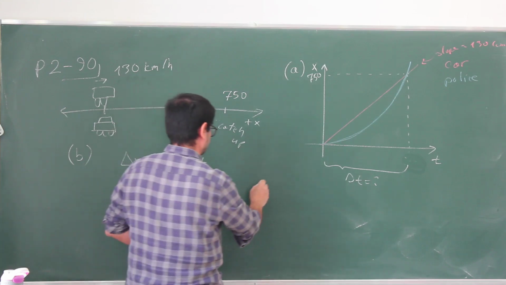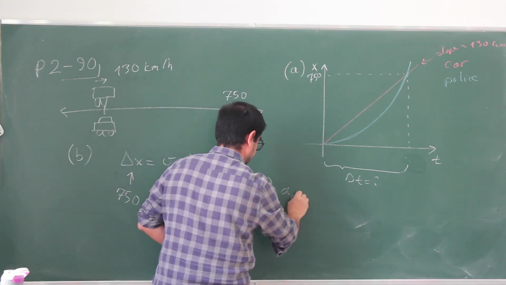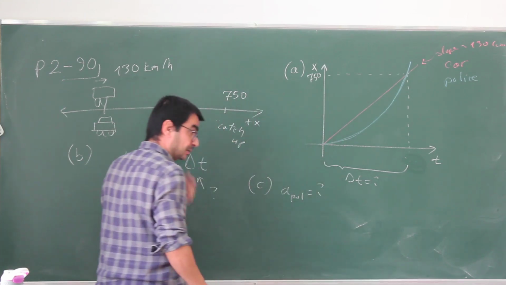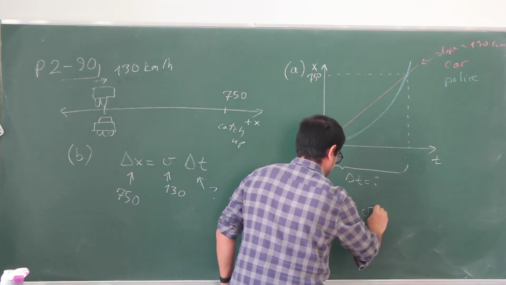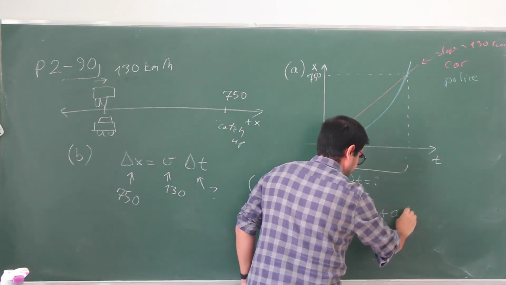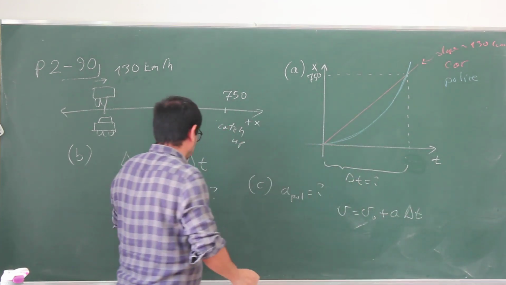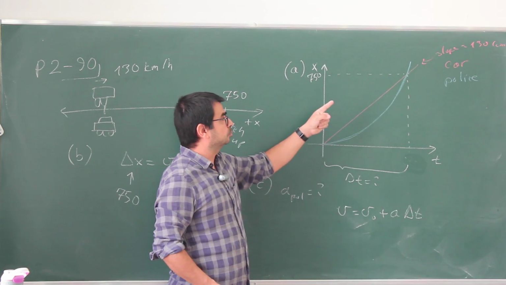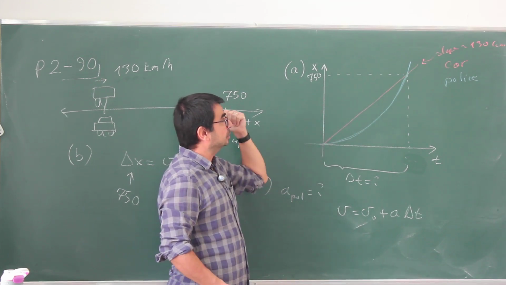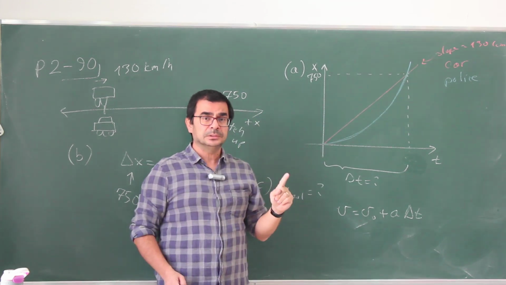You can't use that. What's the acceleration of the police car? You can't find it this way. You can't say v naught plus a delta t, where I calculated delta t here. My velocity at the point of catch-up is 130 kilometers per hour. It is not.